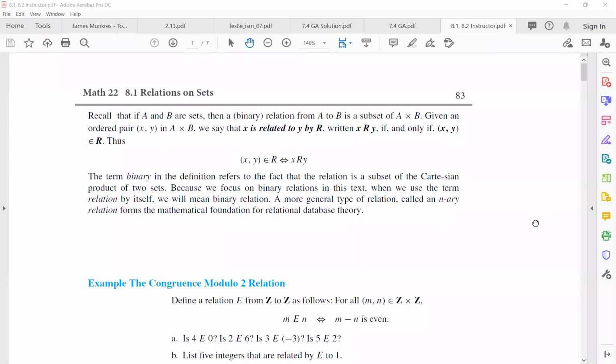Let us start chapter 8, 8.1, Relations on Sets.